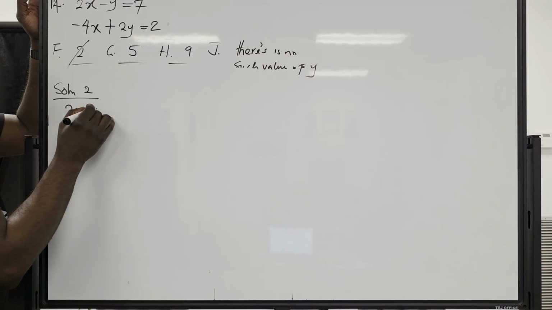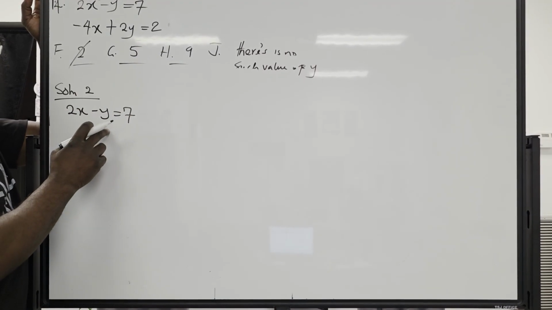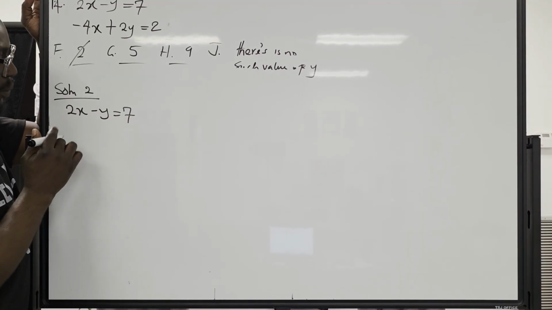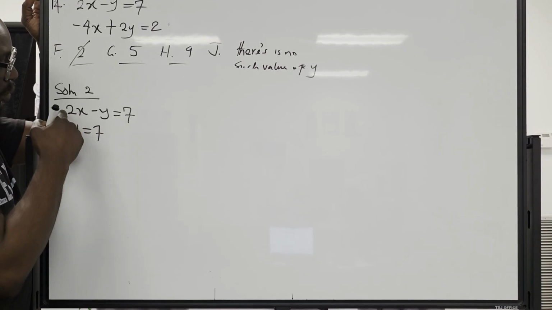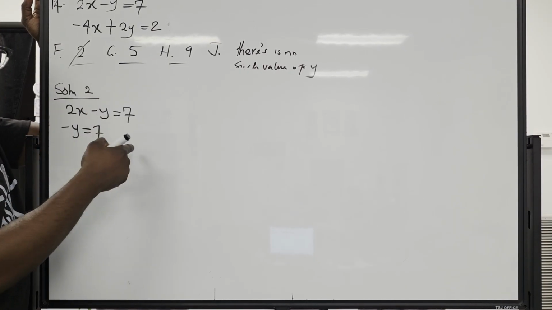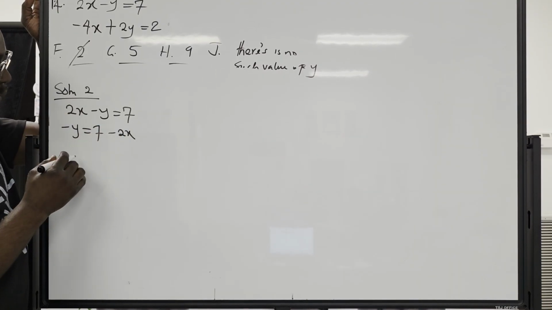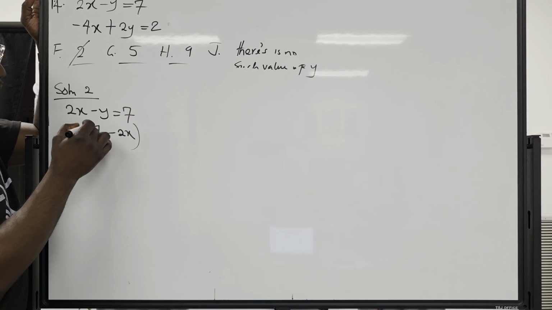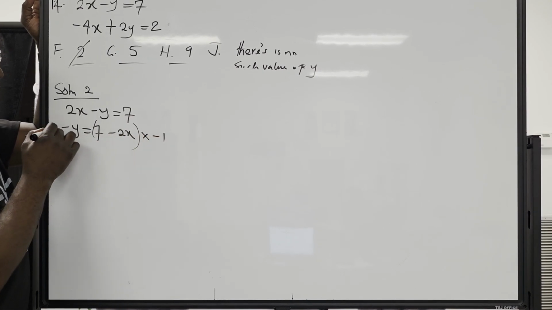2x minus y is equal to 7, right? So let's isolate y, so we have the value of y. In that case, let's take this to the other side. You have minus y is equal to 7, and because we're taking the 2x across the equation sign, we're going to have minus 2x. So now we can make this one negative. So we times everything by a negative, times minus 1 times minus 1.